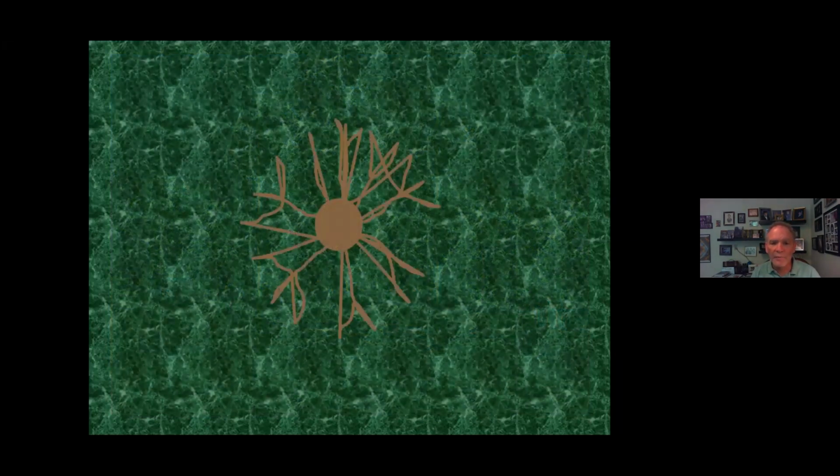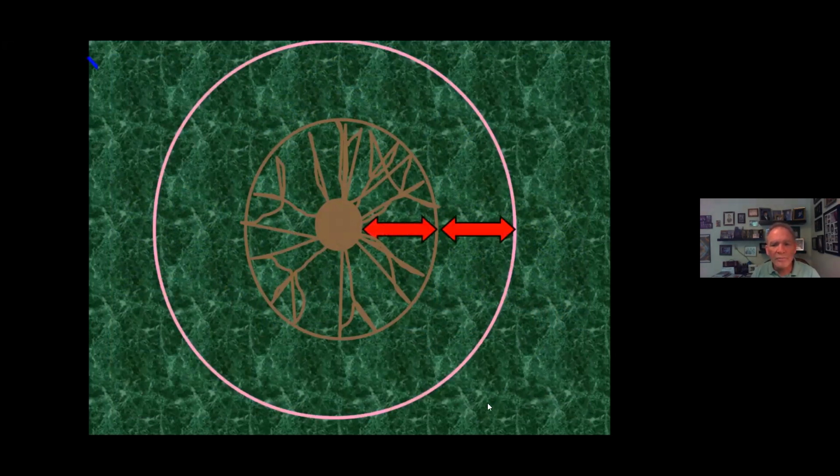Here's a top view. There's your tree. There's your drip line. There's your structural root zone. There's your feeder root zone. The diagonal line cut right through there. All these feeder roots are gone.